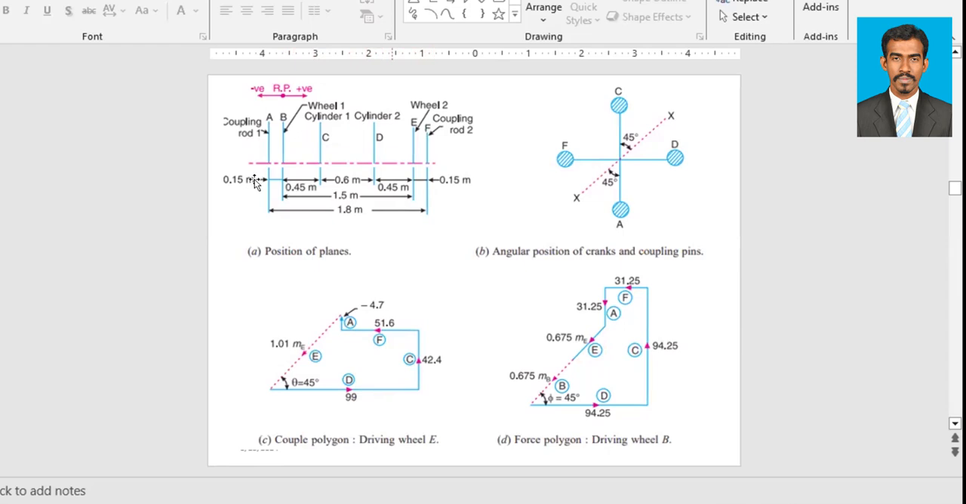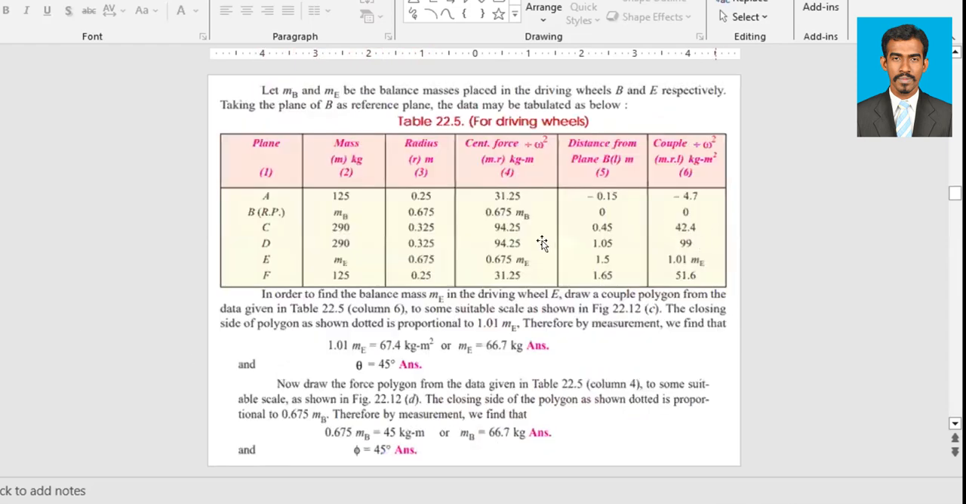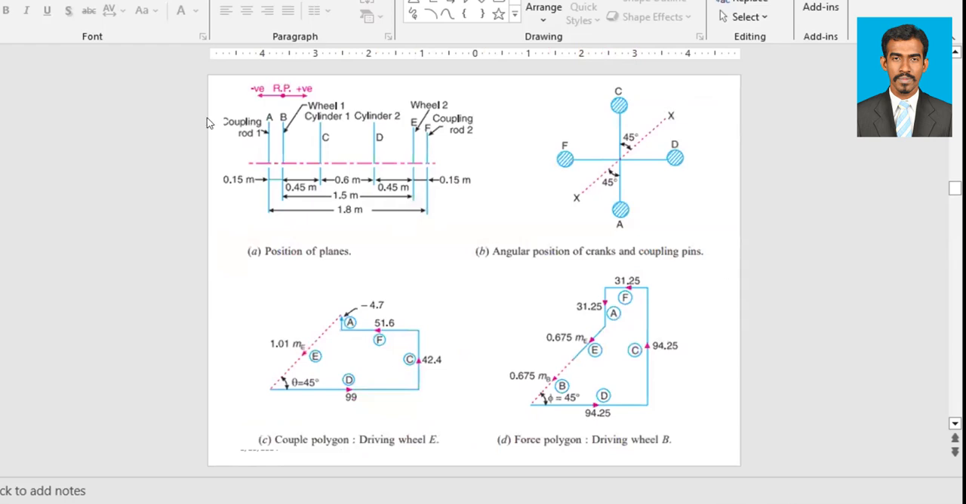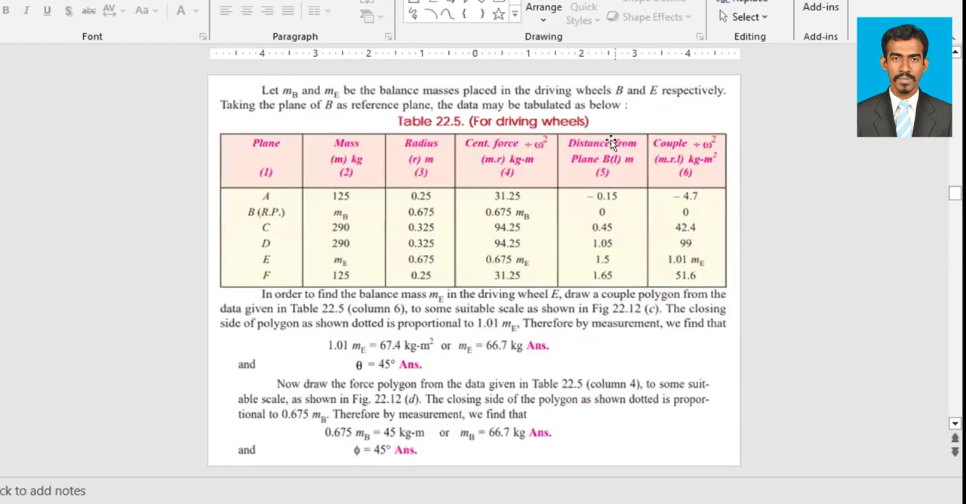So we'll fix this data of the planes here. For A, that is minus 0.15, then 0. From B to C, 0.45. From B to D, 1.05. From B to E, 1.5. And from B to F, 1.65. According to this data, we have now fixed the distance of the planes also.